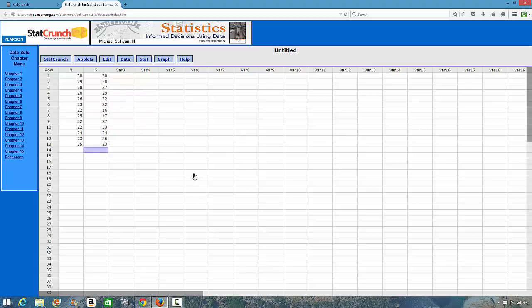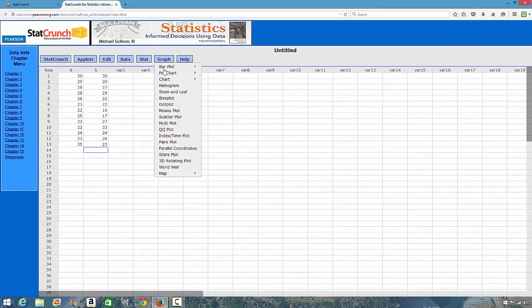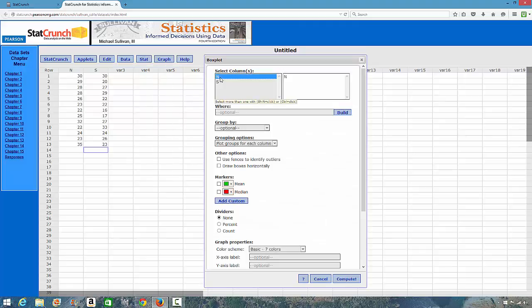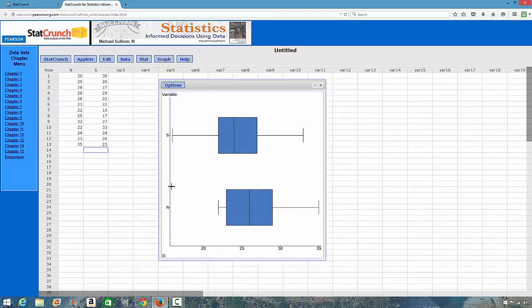We want to draw side-by-side box plots. That's what we want. So you go to graph, you go to box plot, and select this. Because you are selecting more than one variable, you press your hand on the control key and click on this again. You want to check use fences to identify outliers, and draw boxes horizontally. Plot groups for each column, that is what we want. So you leave it right there, check these two boxes, and click compute. So this is the side-by-side box plots.